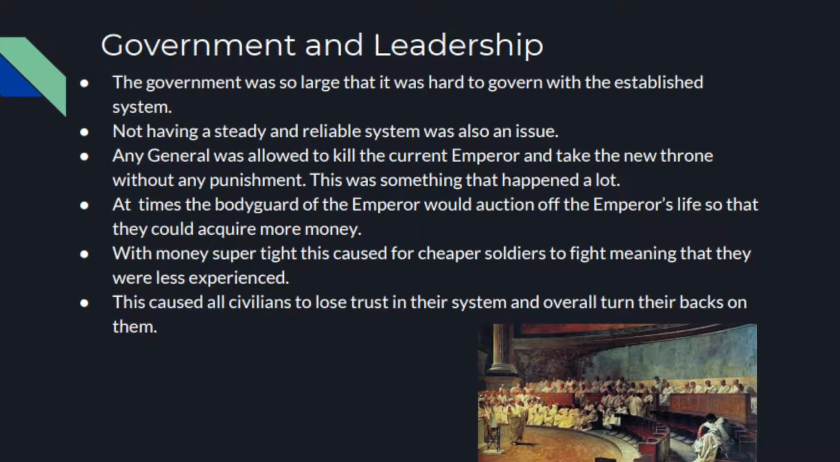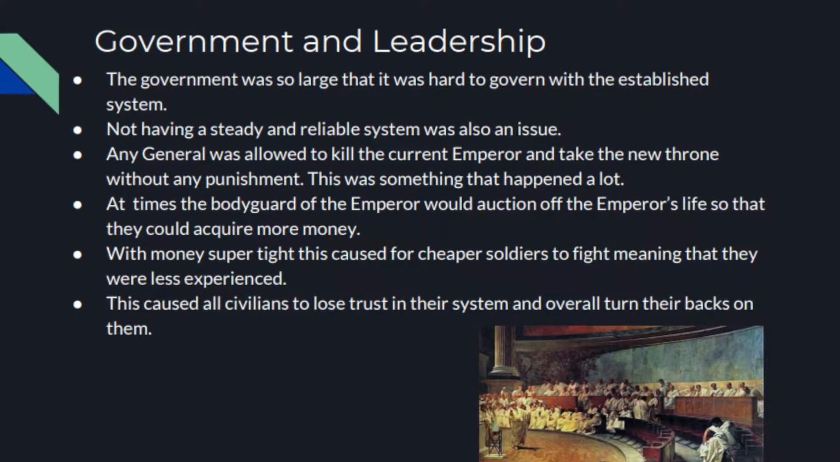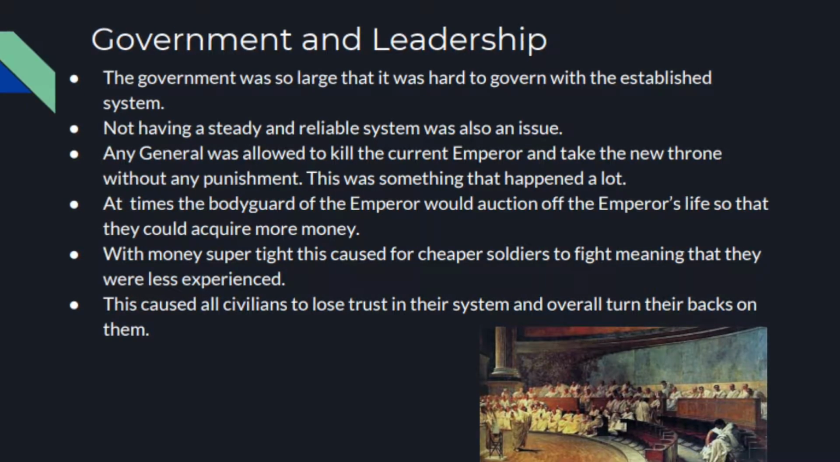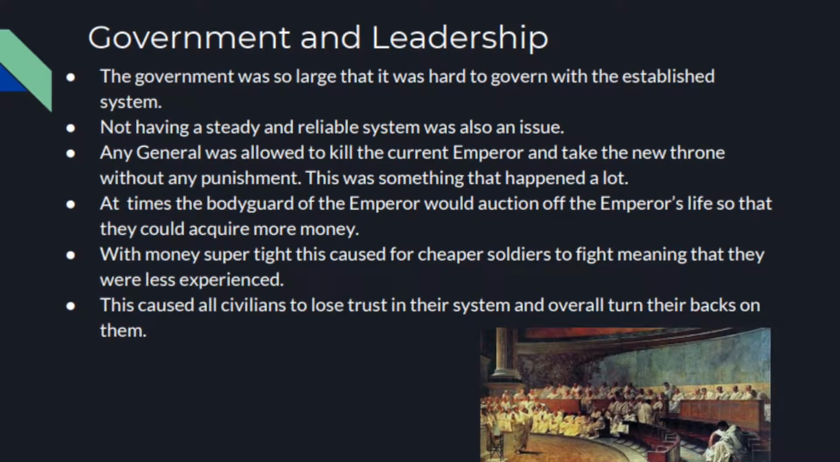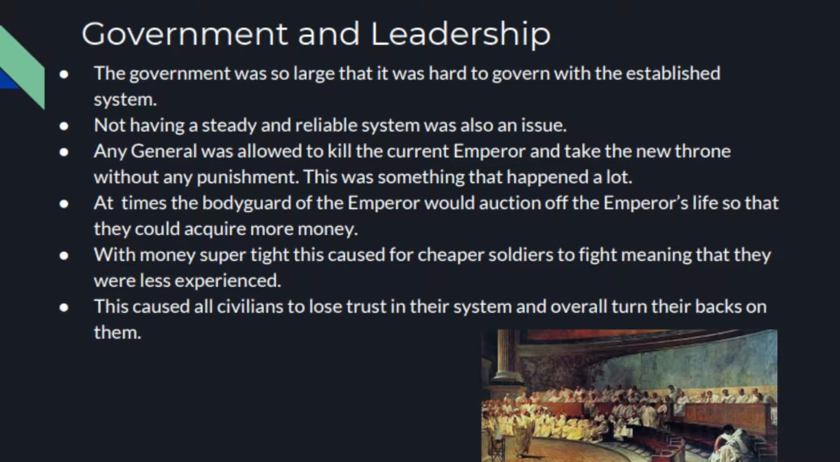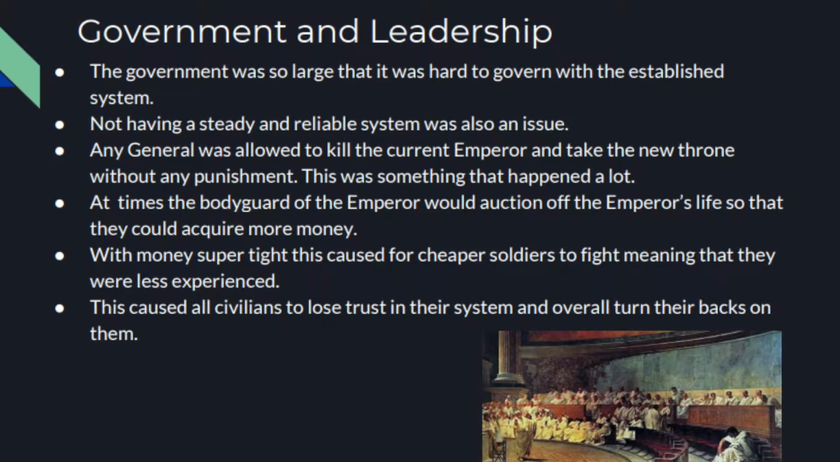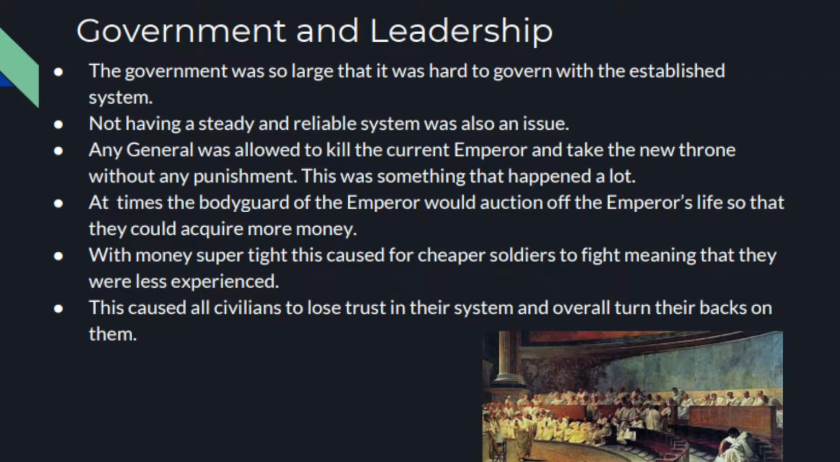At times, the bodyguard of the imperator would auction off the imperator's life so that they could acquire more money or gold. With money super tight, this caused cheaper soldiers to fight, meaning that they were less experienced and could not handle the task. This caused all civilians to lose trust in their system and overall turn their backs on them.